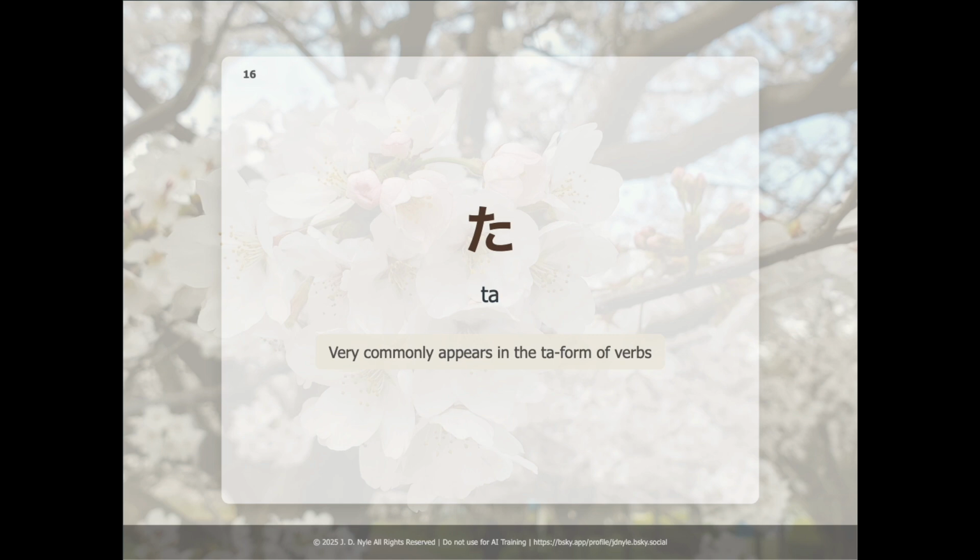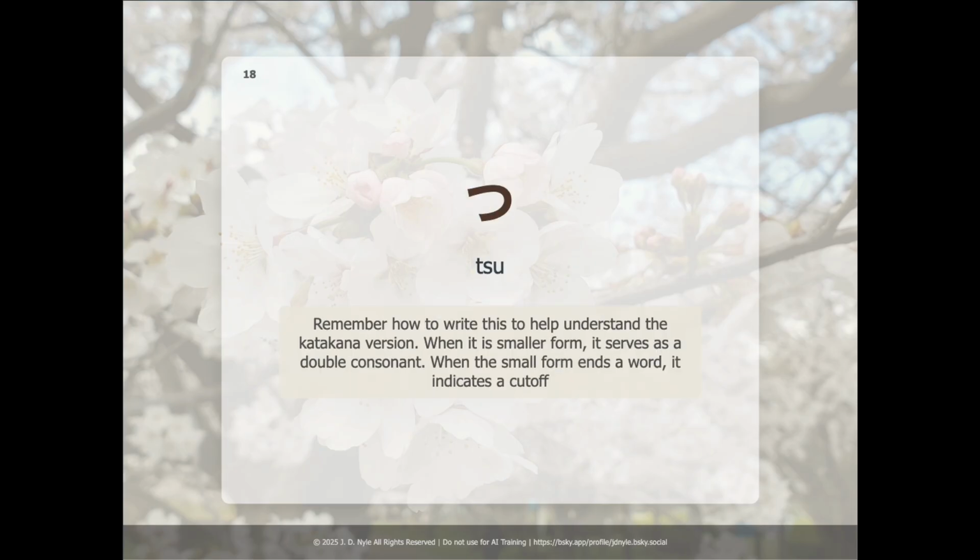Ta. You'll see this a lot, especially when we're talking about things in the past tense. Chi. Here you actually connect the hook, so it is 1, 2 strokes. Tsu. Similar to so, you'll want to remember how this is in order to write the katakana. So the katakana kind of has a special system. In hiragana, you also have little tsu. When it's a little tsu, it serves as the double consonant. And if it is the small tsu at the end of a word, then that is actually a cutoff for the word.